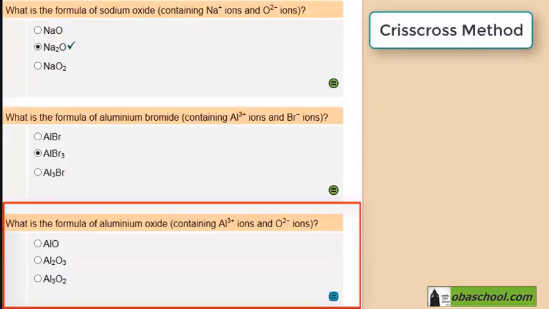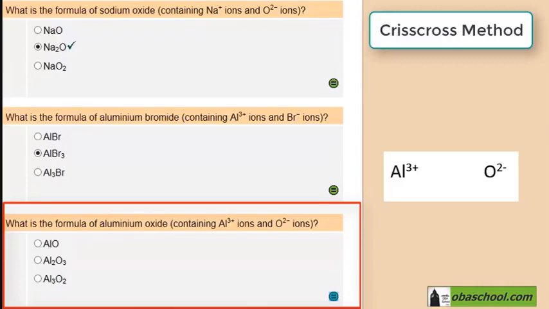As for aluminum oxide, Al3+ and O2- ions make up aluminum oxide. What's the number of aluminum ions and what's the number of oxide ions in this compound? So we have the charges, so applying the crisscross method would be the easiest way to find out the formula of the ionic compound.